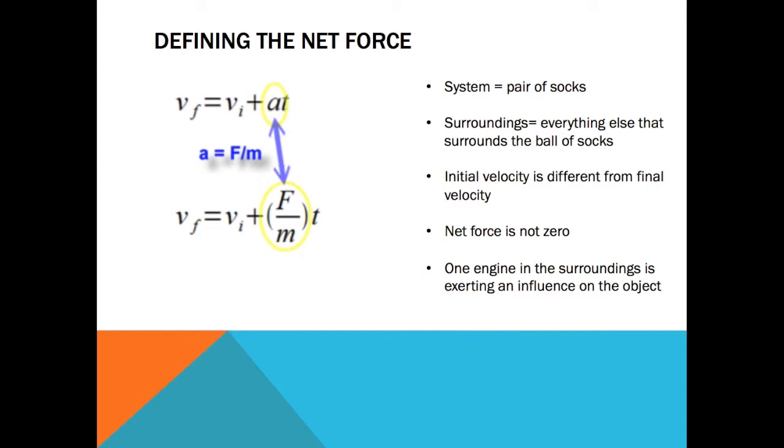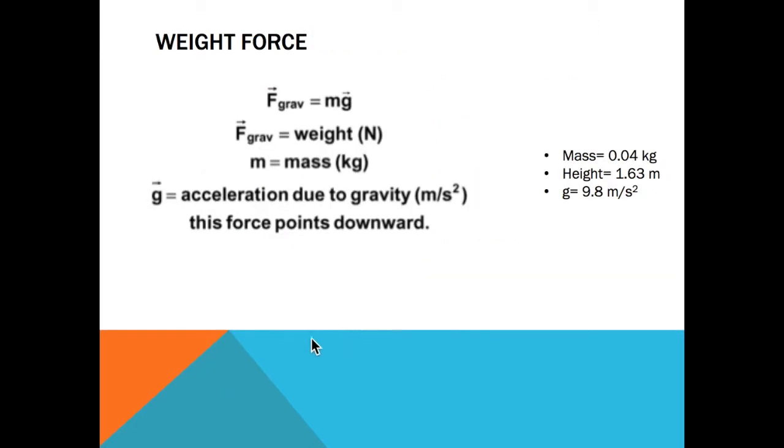The initial velocity is different from the final velocity, but the initial velocity is zero since it is dropped from rest. So, the net force is not zero, and one agent in the surroundings is exerting an influence on the system. The force that is influencing the object is the weight force, which can also be called gravitational force, and it is pushing the object downwards. It is defined as force equals mass times gravity.